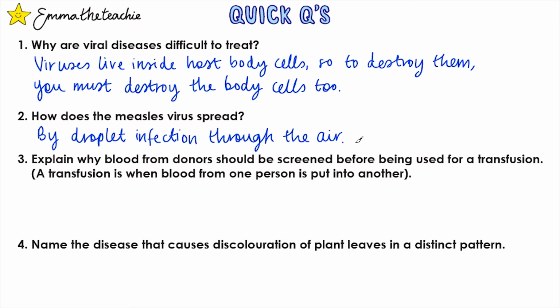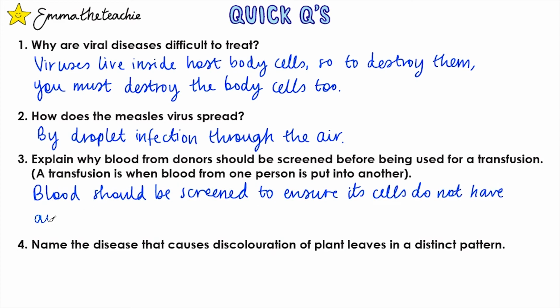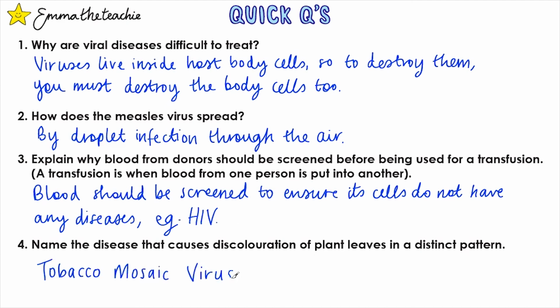And 3. Explain why blood from donors should be screened before being used for a transfusion. And a transfusion is when blood from one person is put into another. Well, this blood should be screened to ensure its cells do not have any diseases, for example, HIV. And 4. Name the disease that causes discoloration of plant leaves in a distinct pattern. This is tobacco mosaic virus, or TMV.